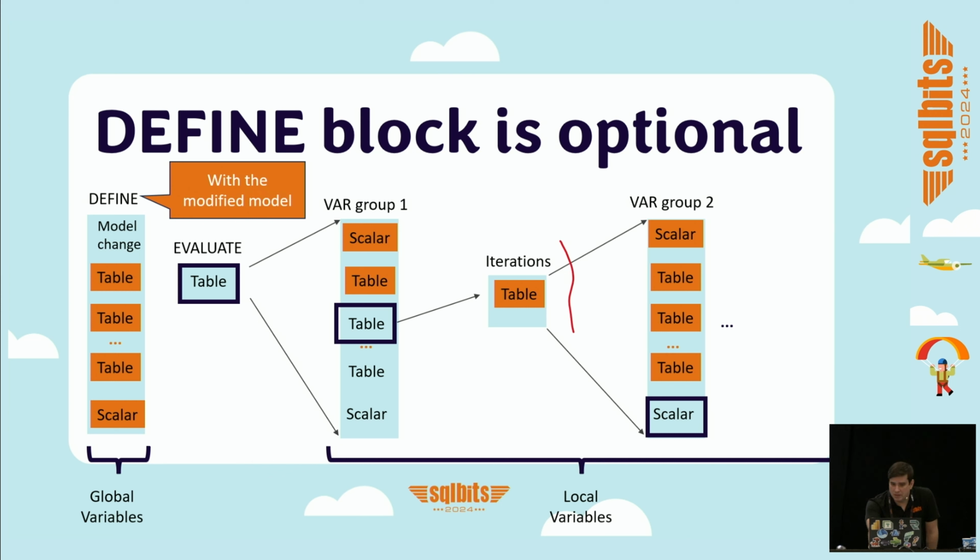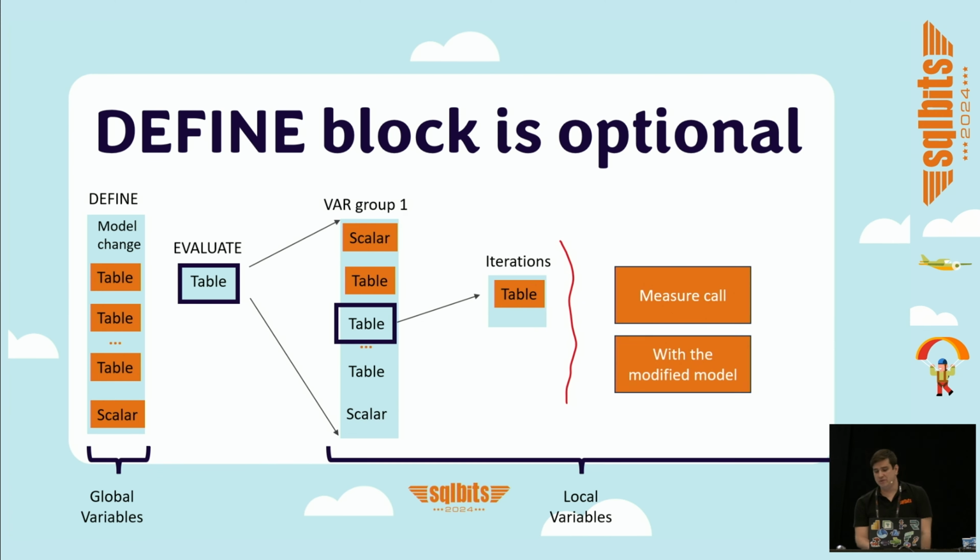Let's go a little bit more. Whenever you use a measure, you kind of break that chain. You have no access to previous states.